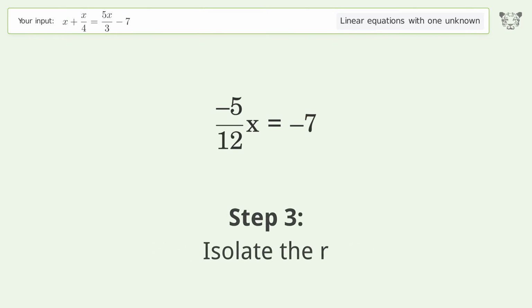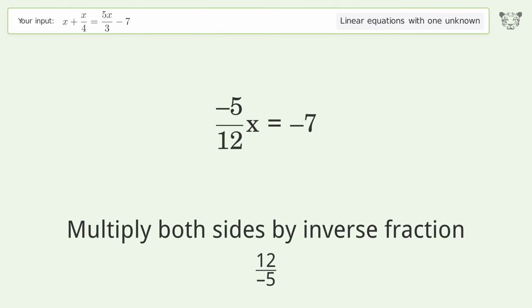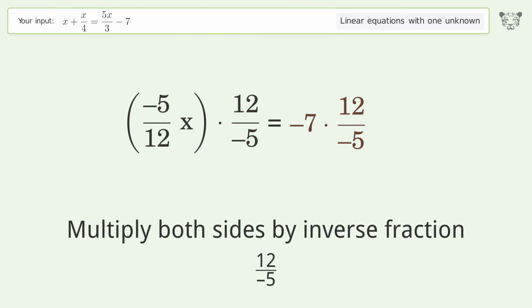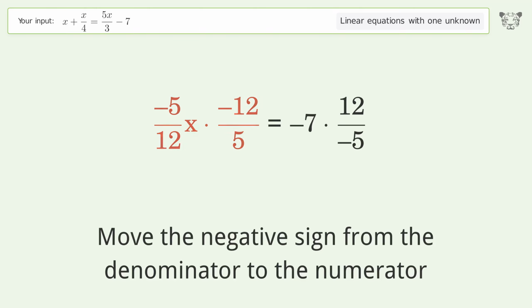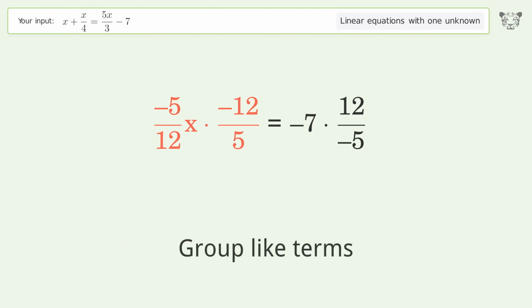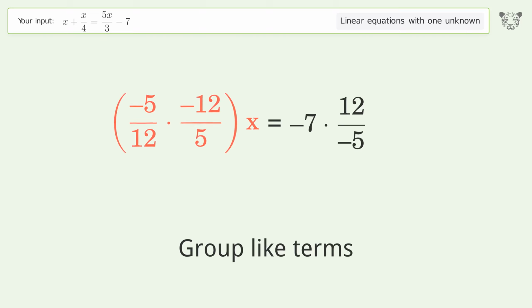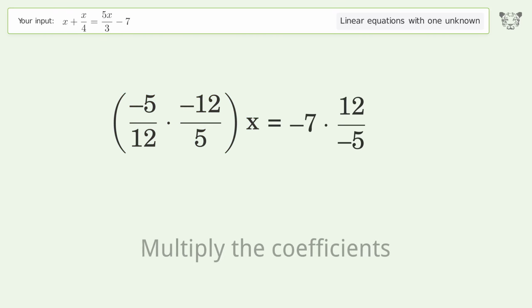Isolate the x. Multiply both sides by inverse fraction 12/5. Move the negative sign from the denominator to the numerator. Group like terms. Multiply the coefficients.